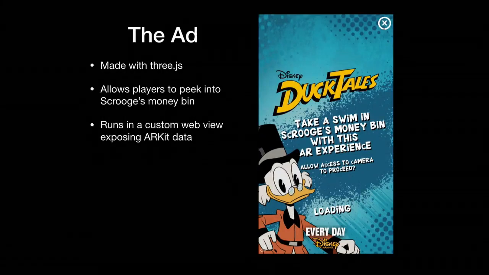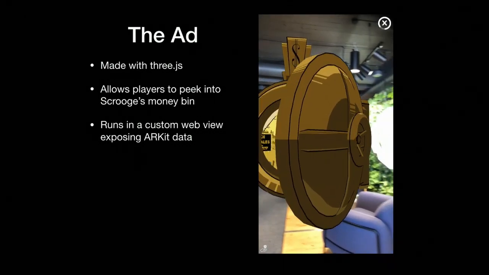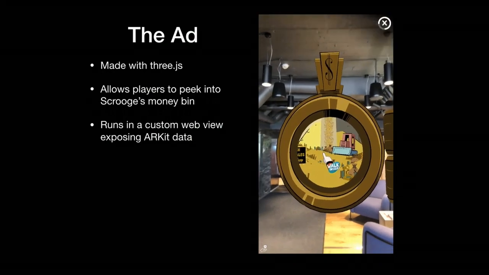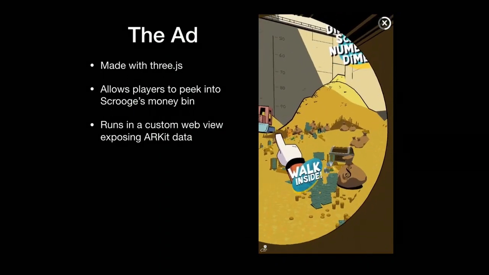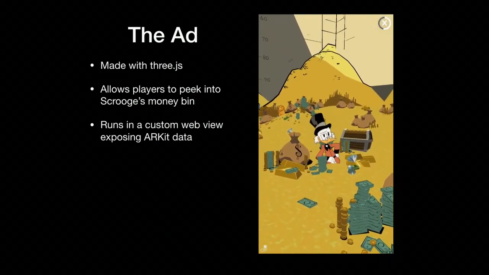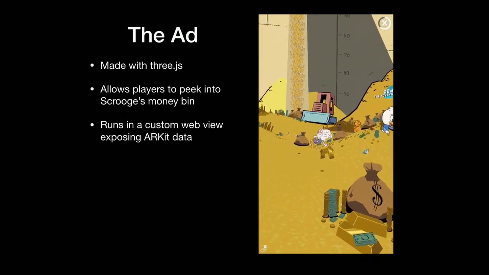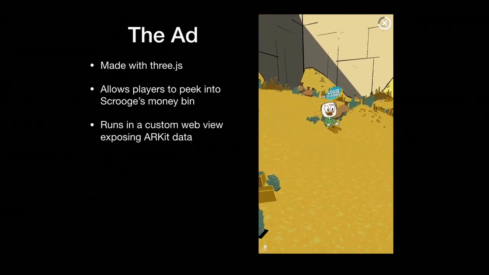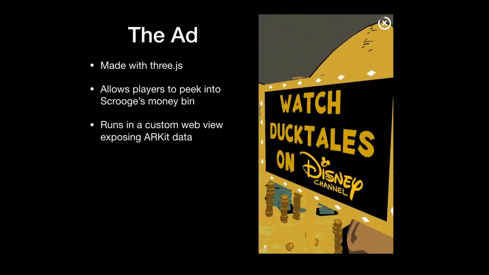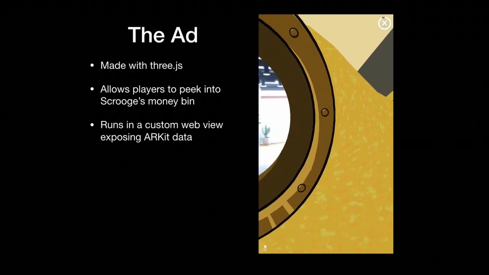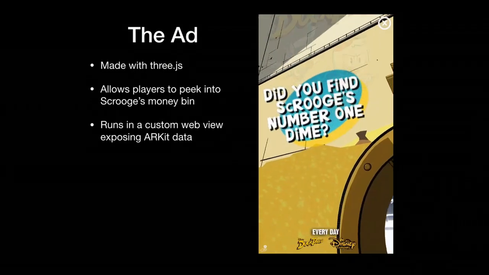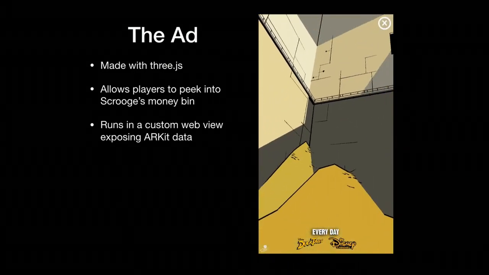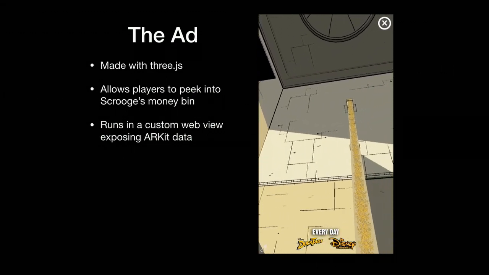And this is actually the ad that we ran. So all of this runs in JavaScript. And it gives whoever's playing the game the ability to come in and walk around Scrooge's money bin, take a gander around. You walk on in, and then Scrooge pops up. He says, "What's up?" The rest of the guys pop up. And then you can just kind of explore this sort of iconic cartoon world. And all of this is running inside of a custom web view, which exposes data from ARKit to the JavaScript side, so it can actually render things in a way that appears that everything is within your same environment.